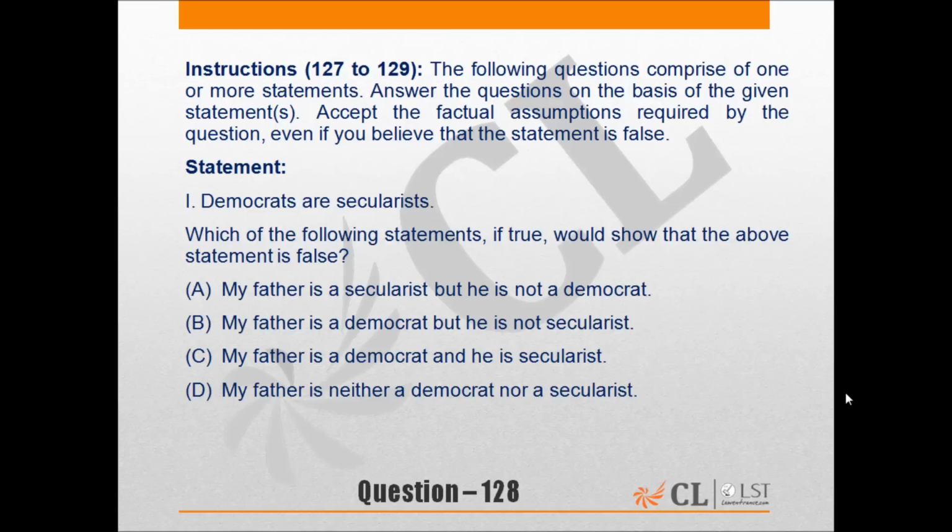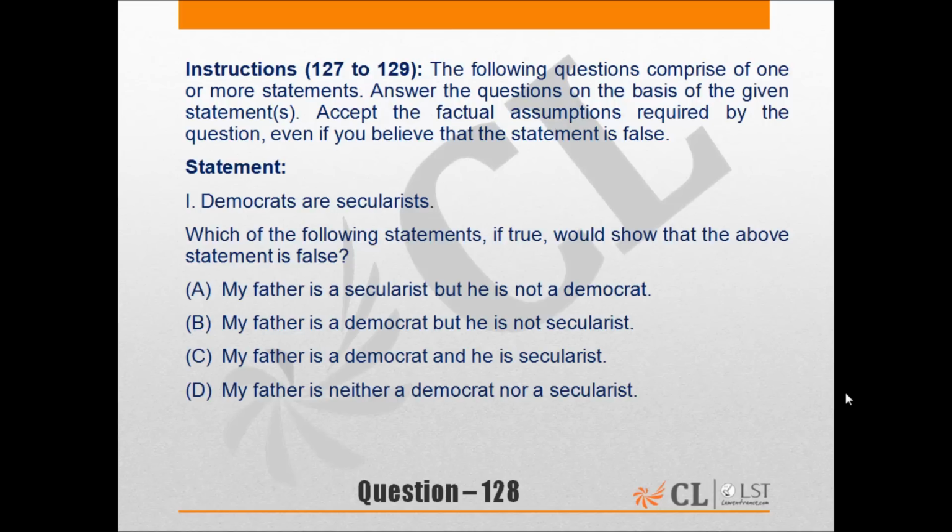Only after that, look at the options. If you look at the options before framing in your mind what would negate the given statement, then you are likely to get confused. To save time, read the statement and mentally frame exactly what would negate the given statement.